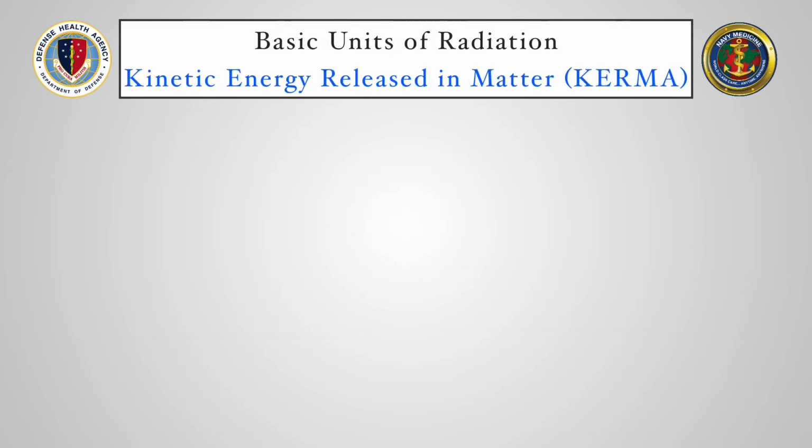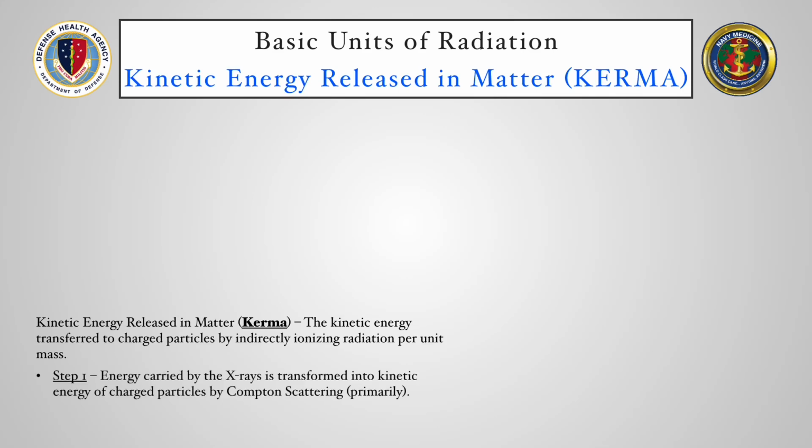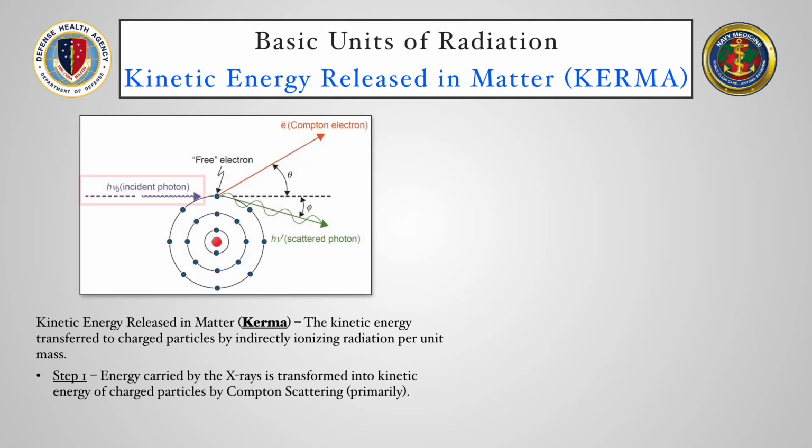KERMA is an acronym that stands for Kinetic Energy Released in Matter. It's the kinetic energy transferred to charged particles by indirectly ionizing radiation per unit mass. In step 1, the energy carried by X-rays is transformed into kinetic energy of charged particles, primarily by Compton scattering. In this picture, you can see an incident photon enter near an orbital electron where it interacts and causes the energy to be deposited, freeing that Compton electron from its orbit.